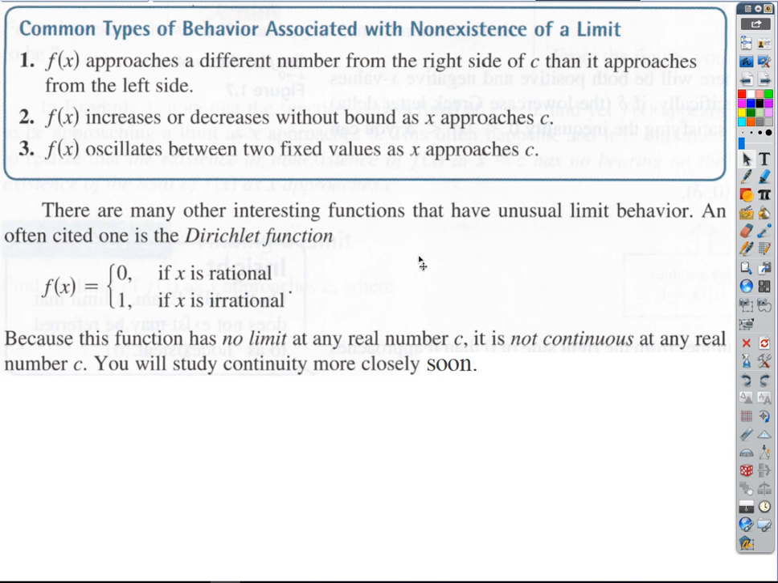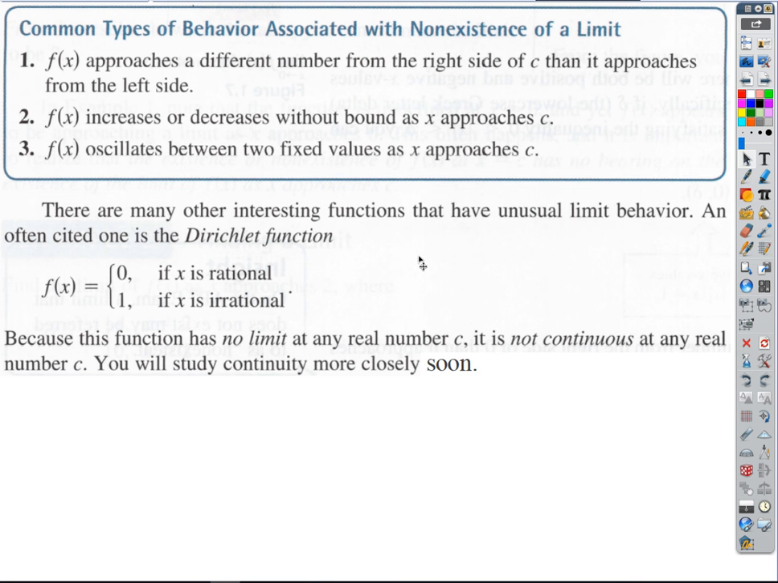This is bizarre. This is called a Dirichlet function, after some guy that was both German and French. He was a big-time mathematician. This is defined as a piecewise function where the y value is 0 if x is rational and 1 if x is irrational. Can you imagine what that looks like?